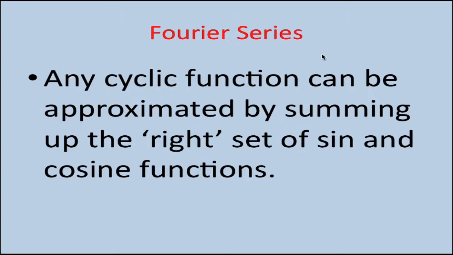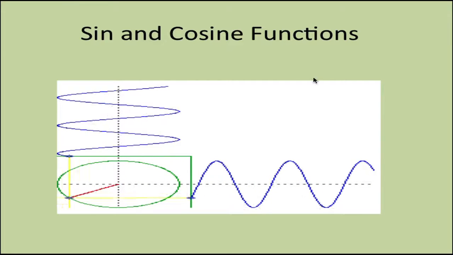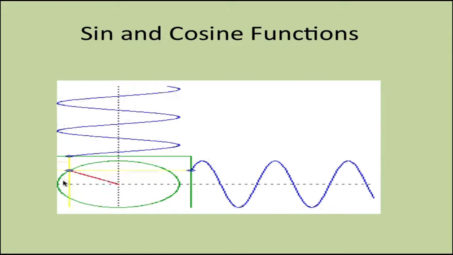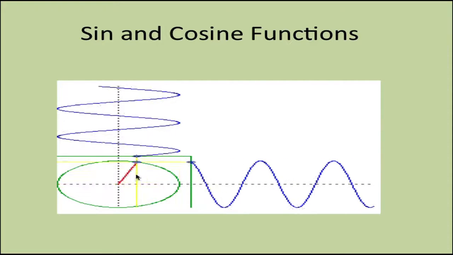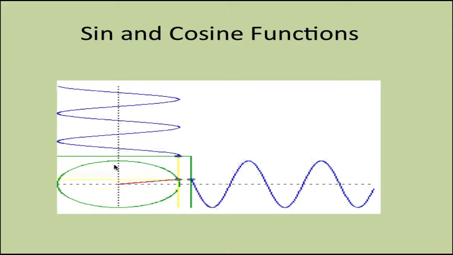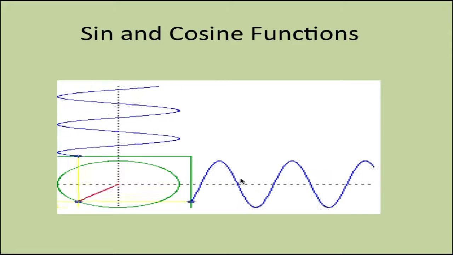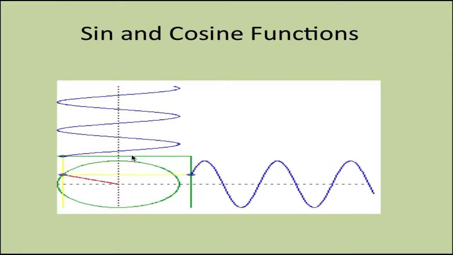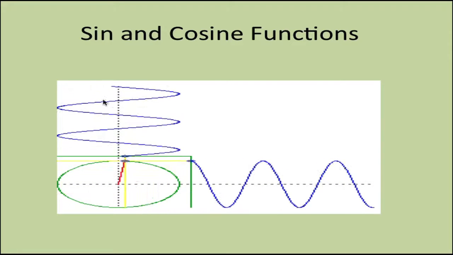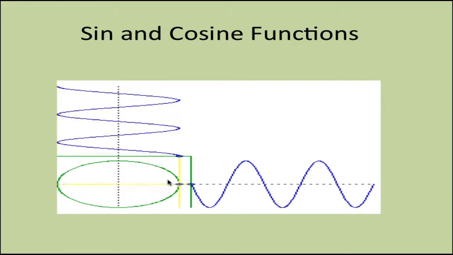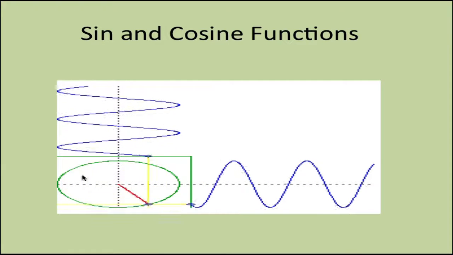Okay, so now the Fourier series: any cyclic function can be approximated by summing up the right set of sine and cosine functions. Sine and cosine, well, this is actually a distorted circle. So it looks like an ellipse, but it's not. It's actually a circle. It's the unit circle. The y-coordinates of this unit circle are the sine function, and the x-coordinates turn out to be the cosine function. And so this is analogous to the drawing we have of our animal in the previous slides.